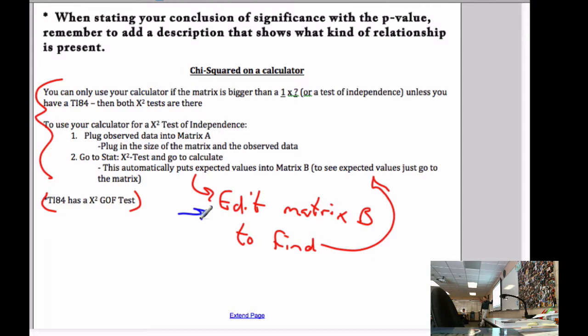Can you not do that on an 83? Everybody can do this. This chi-square test of independence, everybody can do. It's just called a chi-square test. Everybody with me? The only thing I would add to this is edit matrix B to get your expected values, because it fills it in automatically for you. And then I had this little note, which you already know. TI-84 has a chi-square GOF test, but we've already gone through that.